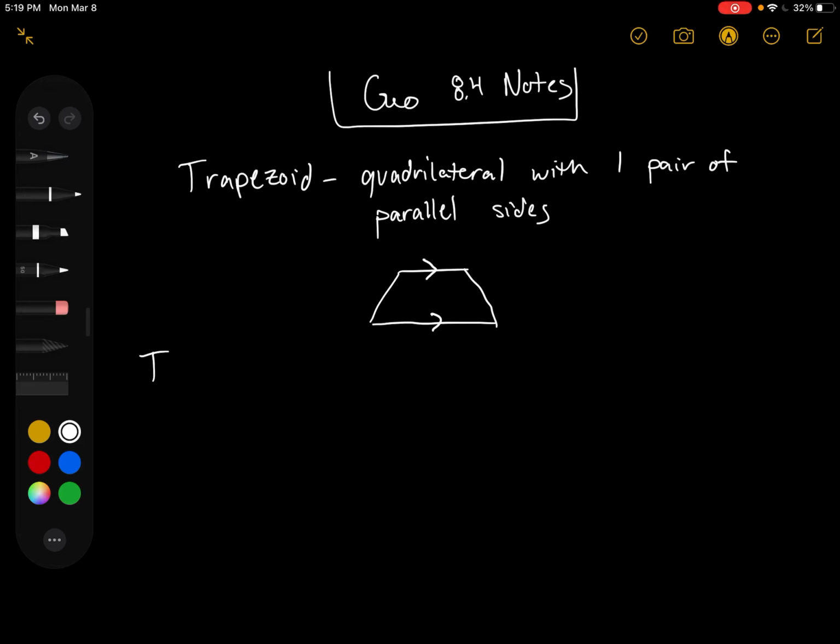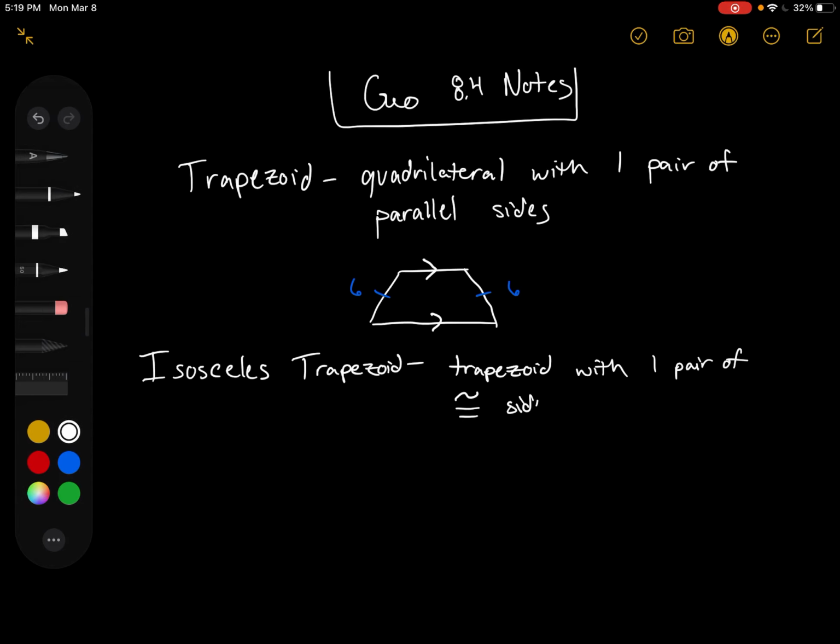Now, the most common type of trapezoid, and the one that we're going to be working with the most frequently, is called an isosceles trapezoid. So similar to an isosceles triangle that has two congruent sides, an isosceles trapezoid is the same thing. Each side length is the same. So for example, if this is 6, then this side over here would also have to be 6. So to be very, very clear about what that means, it's a trapezoid with one pair of congruent sides.